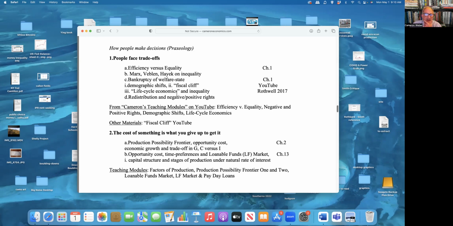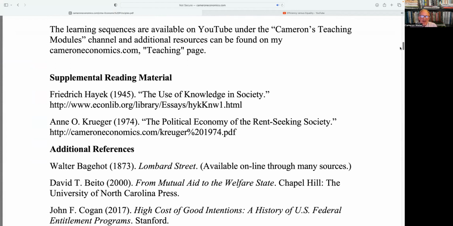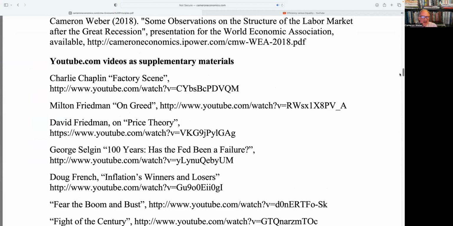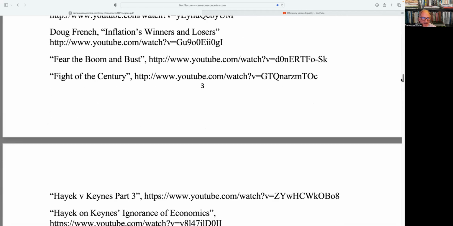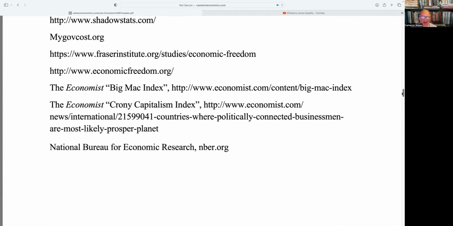On YouTube, you can find the demographic shifts and the fiscal cliff, and then life cycle economics and inequality are also there. So all of these topics are on my teaching modules: efficiency versus equality, negative and positive rights, demographic shifts, and life cycle economics. And then here's the fiscal cliff on YouTube. Then the resources and readings: the supplemental reading material and the additional references are referenced within the content of the syllabus. And here are the additional supplementary YouTube videos, which complement the principles in the syllabus, as well as reference materials, again found within the syllabus.